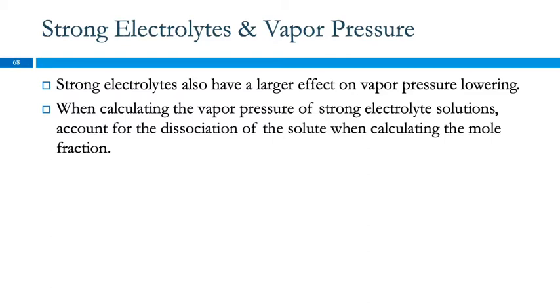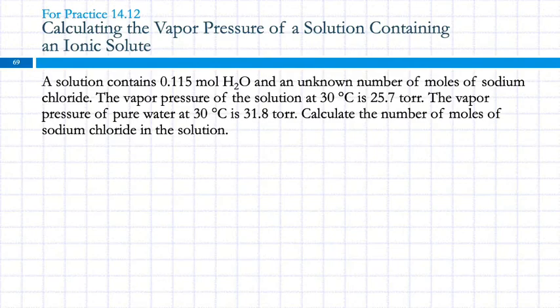So we also talked about vapor pressure lowering, and strong electrolytes are going to have a larger effect on vapor pressure lowering as well. And so if we're trying to calculate the vapor pressure for a strong electrolyte solution, we need to account for the dissociation when we're looking at the mole fraction. So let's do an example of that.